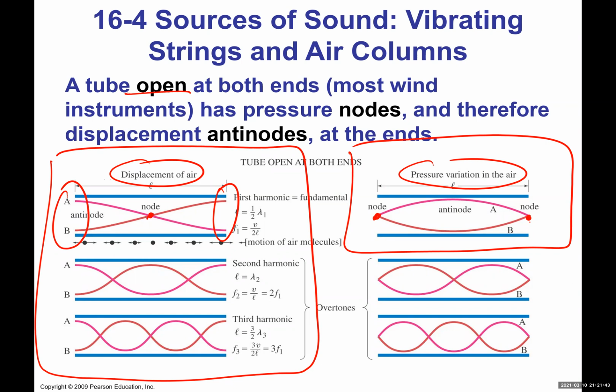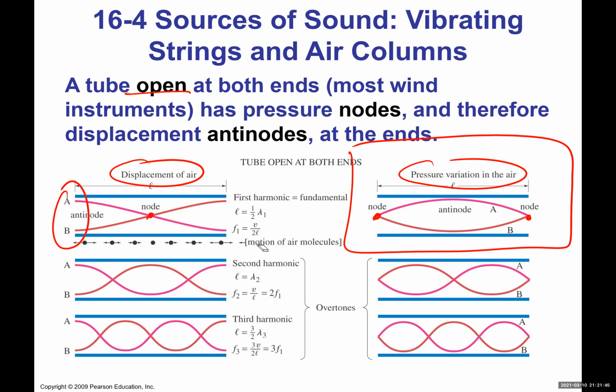Okay, but still what you get here is basically the first harmonic, or the fundamental, where again L is equal to 1/2 times lambda. That means you still have exactly the same thing as a standing wave on a string. So lambda n is equal to 2L over n, and the frequency f of n is equal to n times v over 2L. Those two equations can also be used for open tubes, or tubes that are open at both ends.